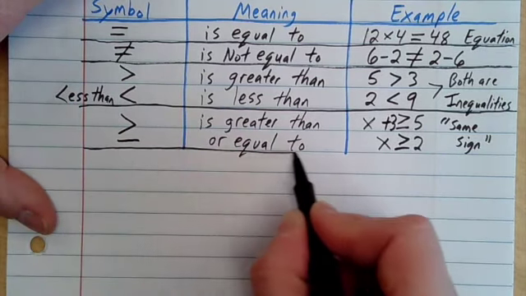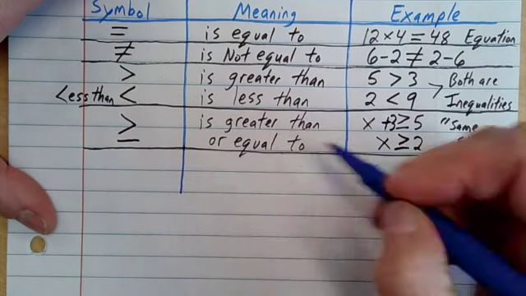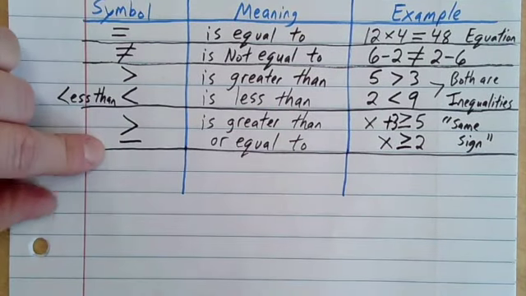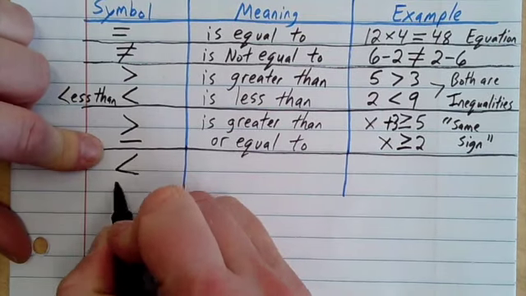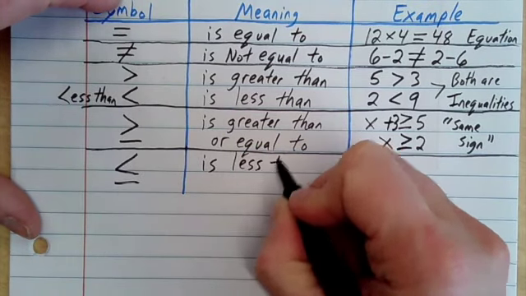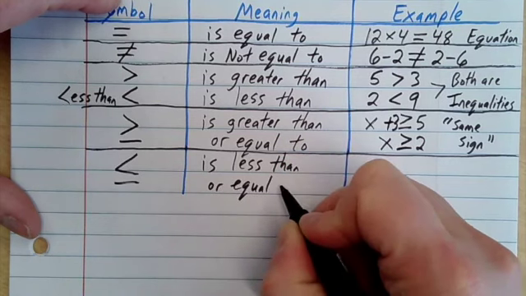We'll do one more in our chart. We'll go 2 more lines down. Kind of the opposite of the one we just did. Instead of greater than or equal to, we're going to do less than or equal to. So we say it is less than or equal to.